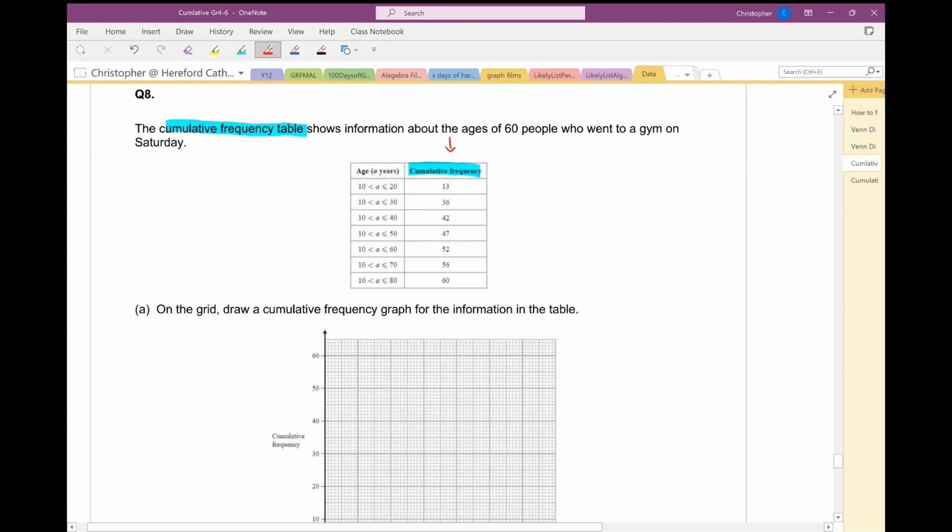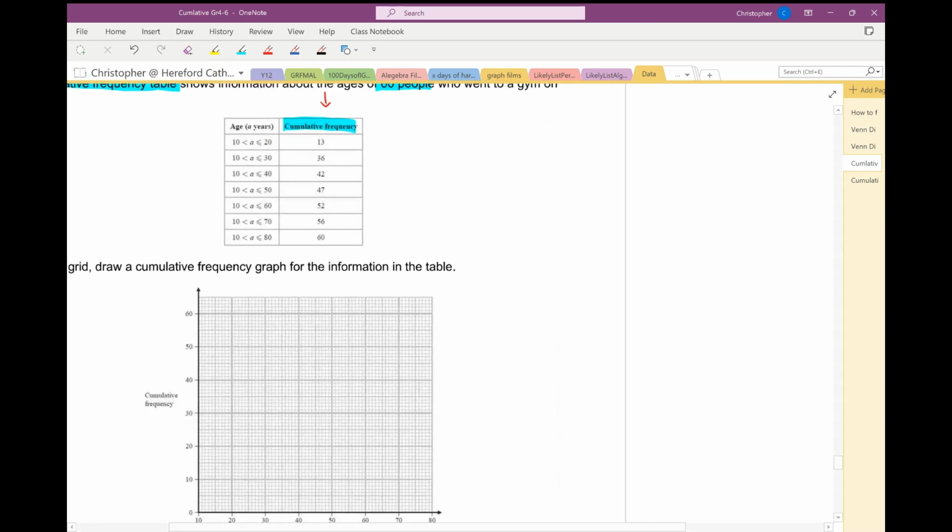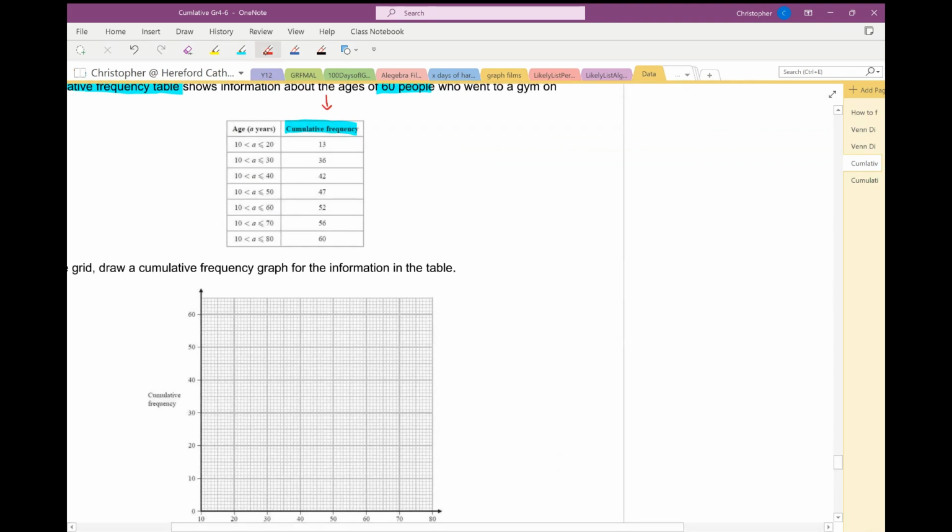The cumulative frequency table shows information about the ages of 60 people who went to a gym on Saturday. So you can see that 60 people were between the ages of 10 and 80. Right, that's all the people. Perhaps we're overcomplicating it, because it just asks me now to draw a cumulative frequency graph. So let's simply plot this data on the cumulative frequency graph.